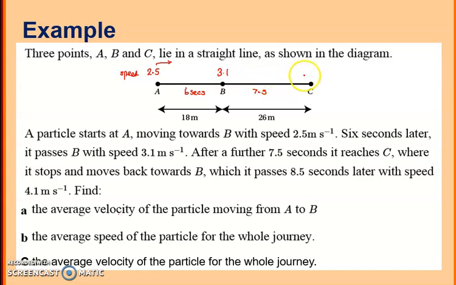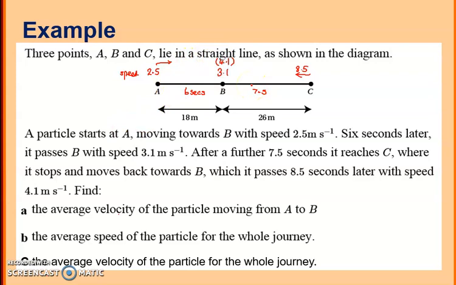So it then starts going back, and it passes B. On the return leg, it takes 8.5 seconds to get back to B, and then a speed of 4.1.